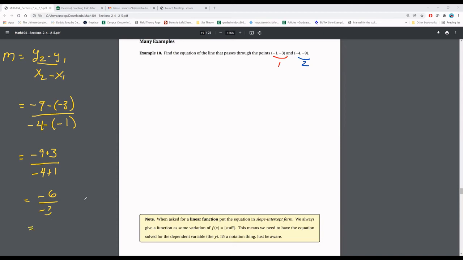Perform the division. I will have negative 6 divided by negative 3. That becomes a positive 2. So the slope here is a positive 2. Once I have the slope, I am in good shape. I can use either form that I want. I can use the slope-intercept form or point-slope form. They both work. You may choose.